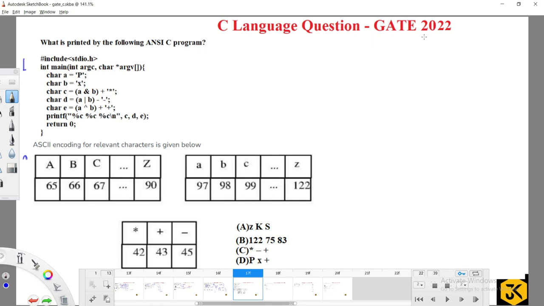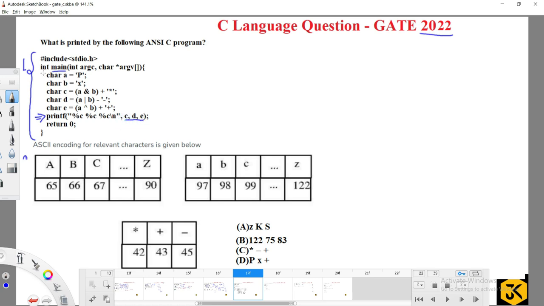Hi, let's see one of the GATE questions which was asked in the year 2022. What is printed by the following ANSI C program? They have given a few lines of code in the main method, and they're expecting what the output is going to be. They have given one printf statement, so they are trying to print the characters C, D, E.